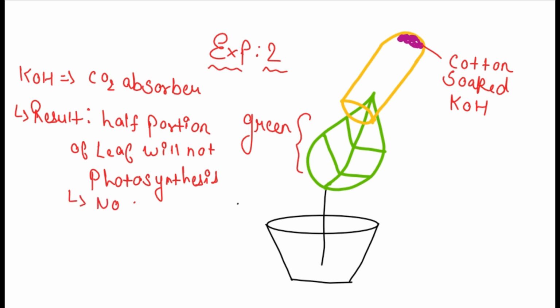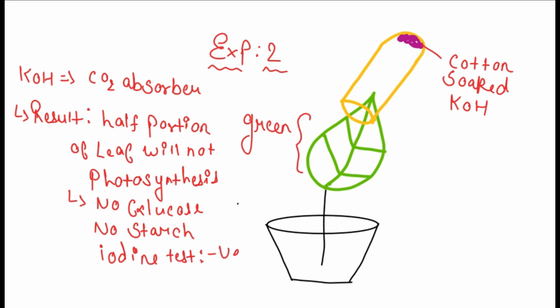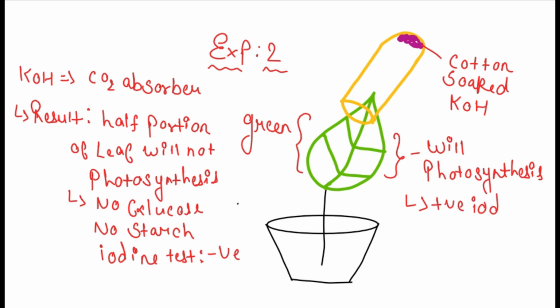As the half portion of the leaf has not performed photosynthesis, no glucose and no starch will be stored, and as a result the iodine test will be negative. But the remaining portion of the leaf remains green in color, so the photosynthesis process takes place, and as a result the iodine test will be positive. So this was about experiment number 2.